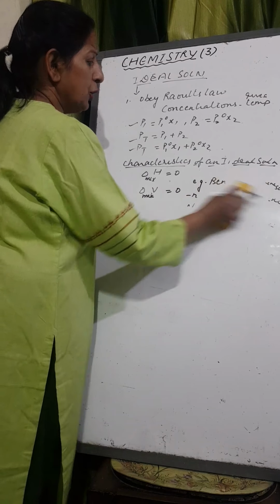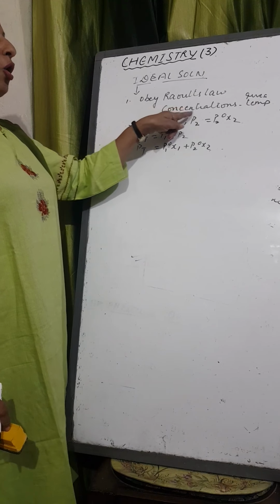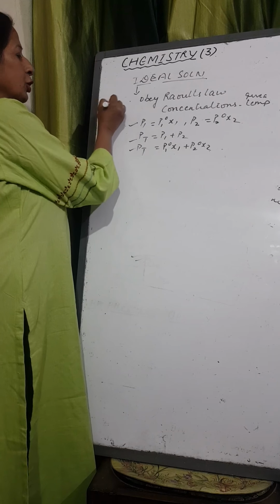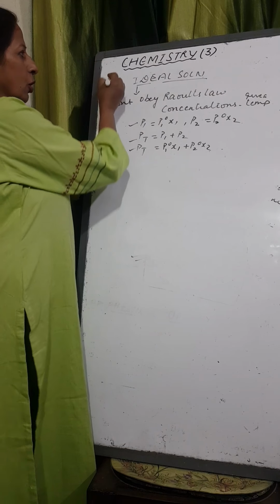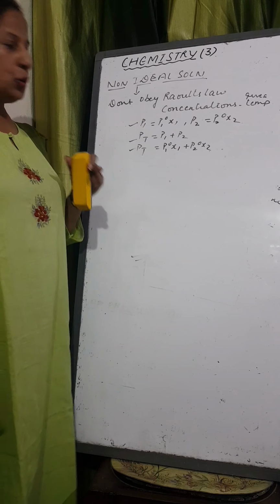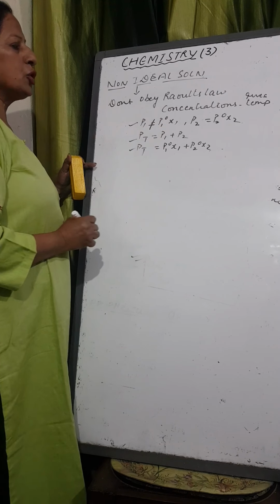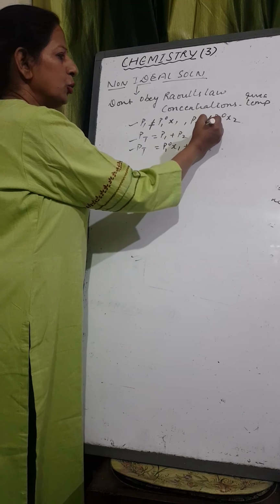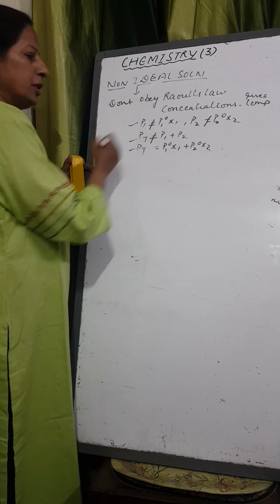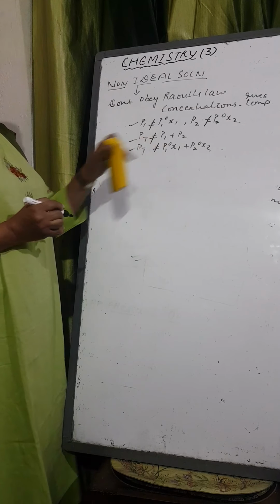There are certain solutions which do not obey Raoult's law under all concentrations at a given temperature. The solutions which do not obey Raoult's law are termed non-ideal solutions. In this case, P1 does not equal P1 naught Chi1, P2 does not equal P2 naught Chi2, and P total does not equal P1 plus P2.